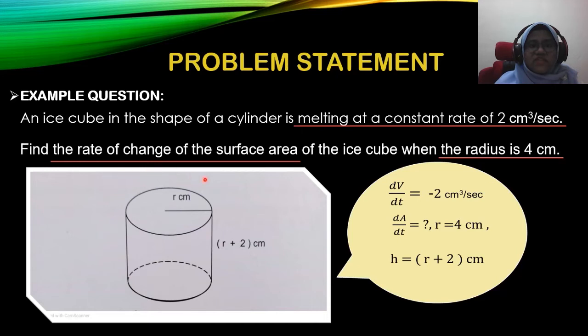Find the rate of change of the surface area of the ice cube when the radius is 4 cm. From the question, we know that we need to find dA over dt when the radius, r, is equal to 4 cm. And from the question also, we note that the height of the cylinder is equal to r plus 2 cm.